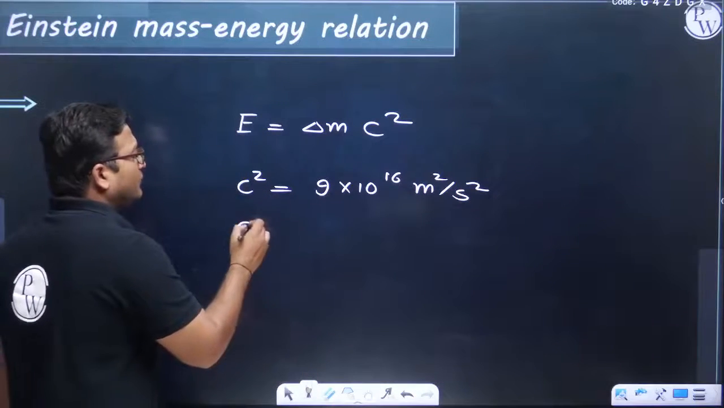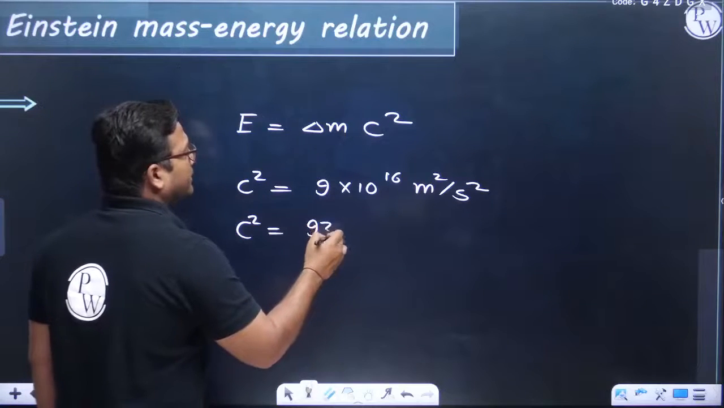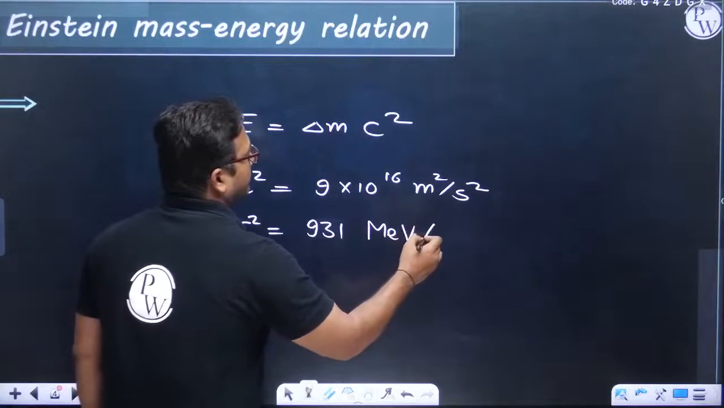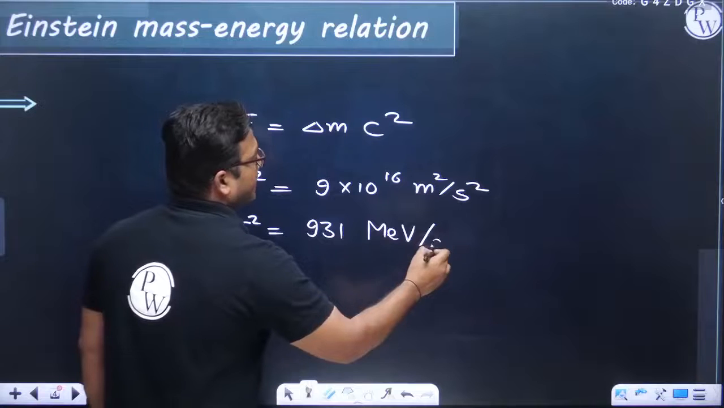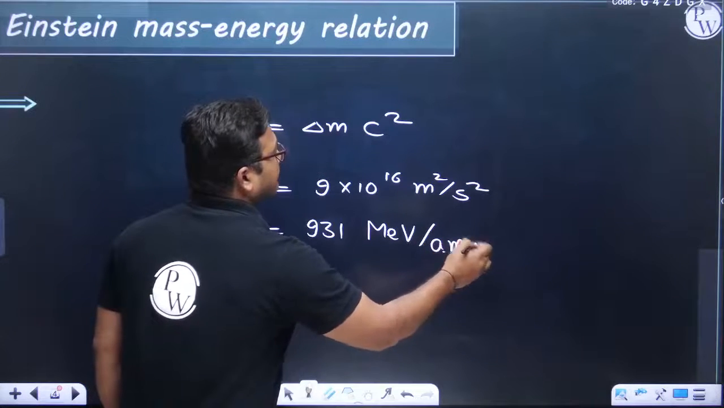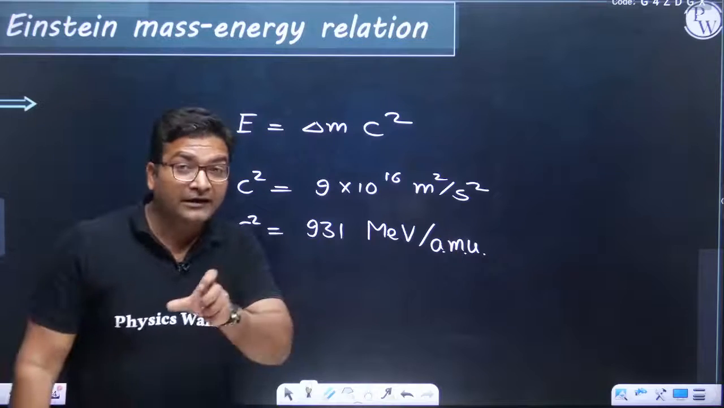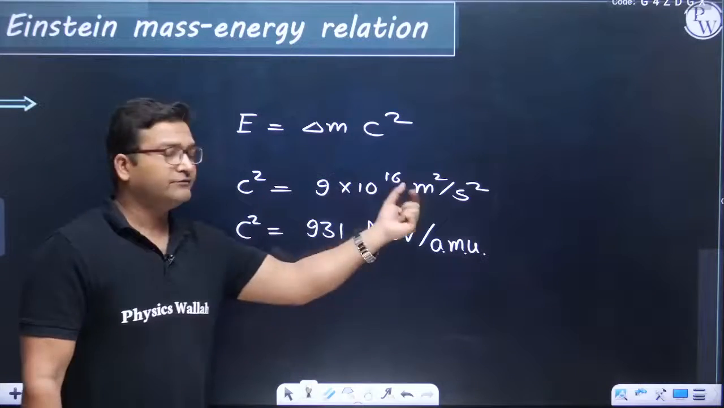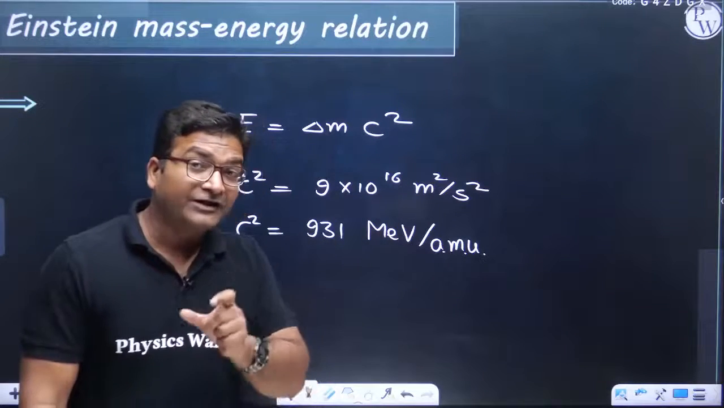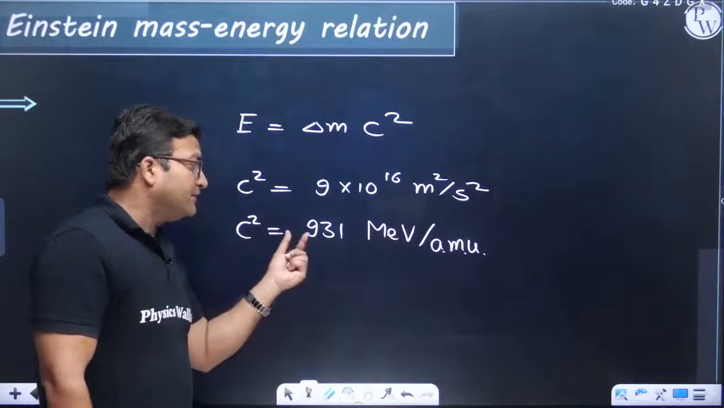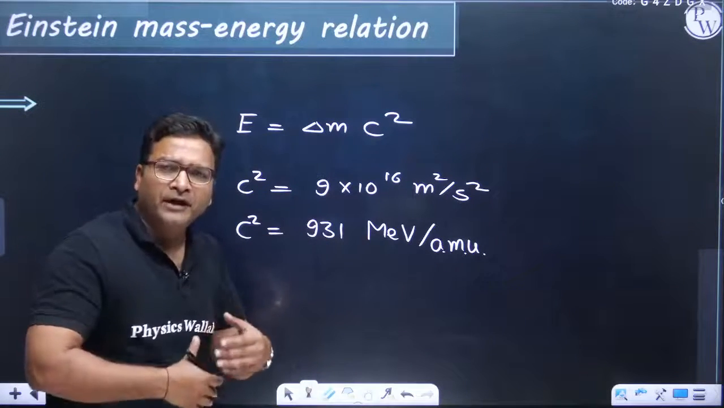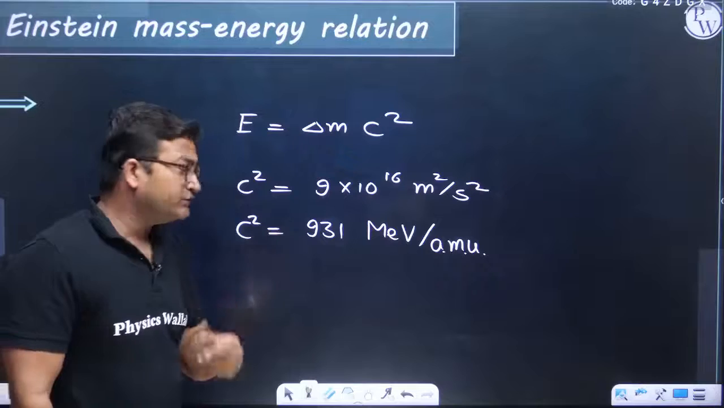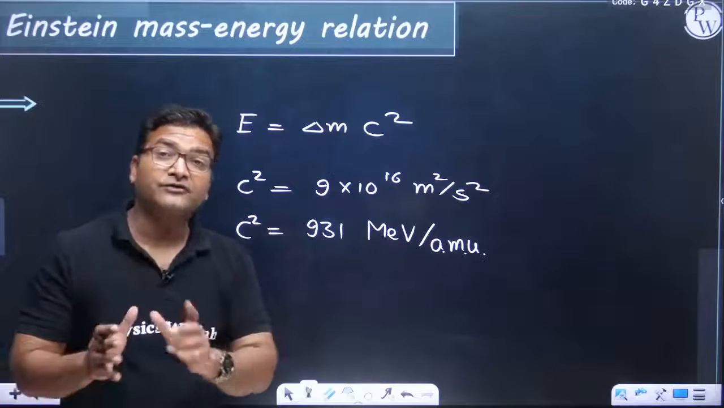And c square is also 931 million electron volt per atomic mass unit. So always remember, if you know the mass in kilograms, you use c square as this. And if you know the mass in atomic mass units, always use c square as 931 million electron volt per atomic mass unit, and you get the energy. In the first case you get energy in joules, and in the second case you get energy in million electron volt. Don't forget that.